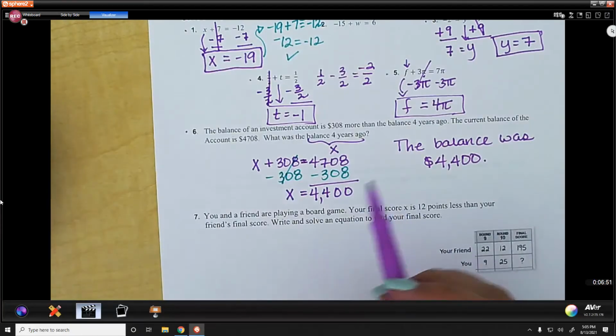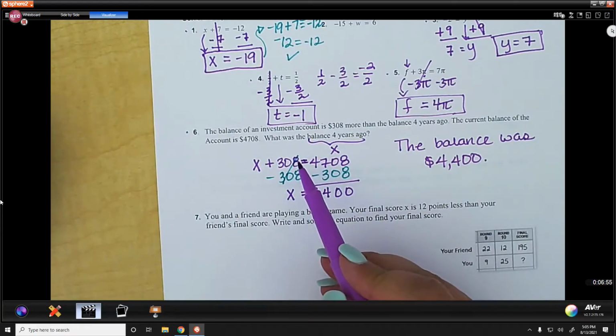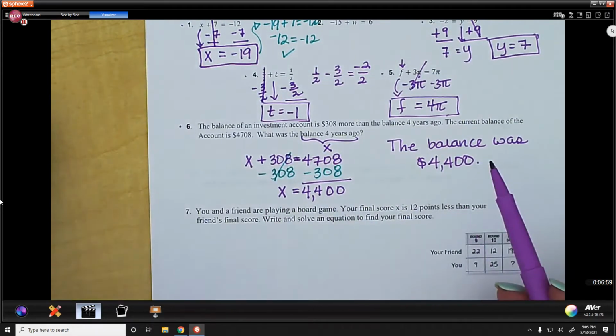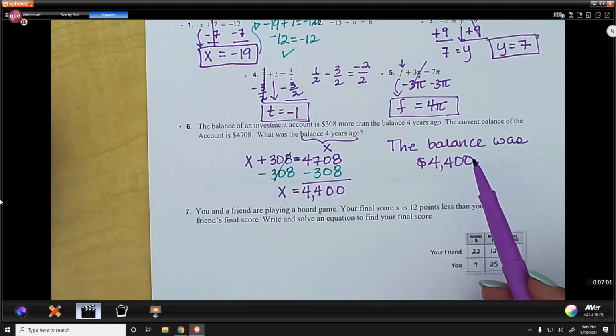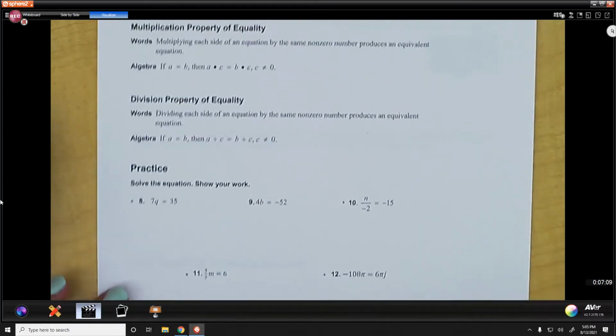So huge things I'm going to be looking for throughout the year, especially in word problems, is that you set up the equation and I can see it. I can see your work, how you solved it. And if it's a word problem, then you give an actual sentence answer. Okay? All right. So that's all one-step equations, and all of those involve multiplication and division.